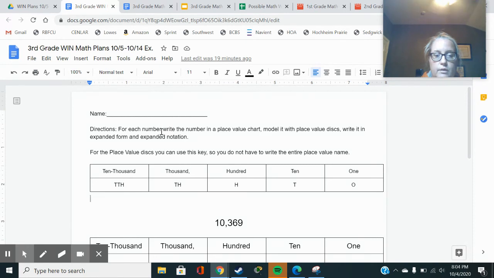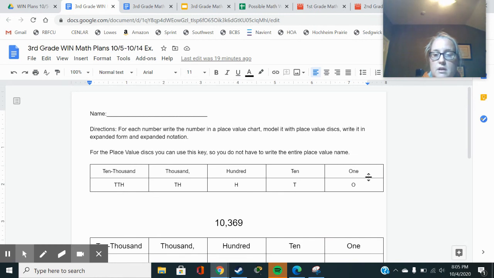The directions, here's what it says. For each number, write the number in a place value chart. Model it with place value discs. Write it in expanded form and expanded notation. For place value discs, you can use this key so that you do not have to write the entire place value name. I don't want you to worry about having to write the name and taking your time, but I want you to worry about the math part of it and being able to use this helpful tool.